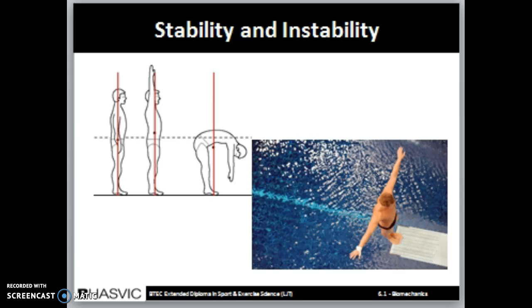So when on the edge of a diving board, they move onto the ball of their feet and gently lean forward. By leaning forward, the centre of mass then becomes outside of their body.